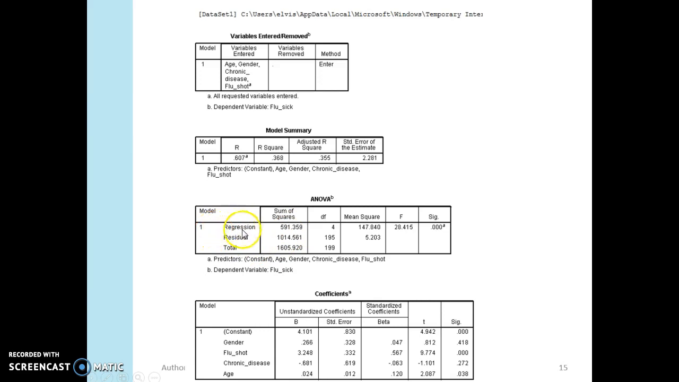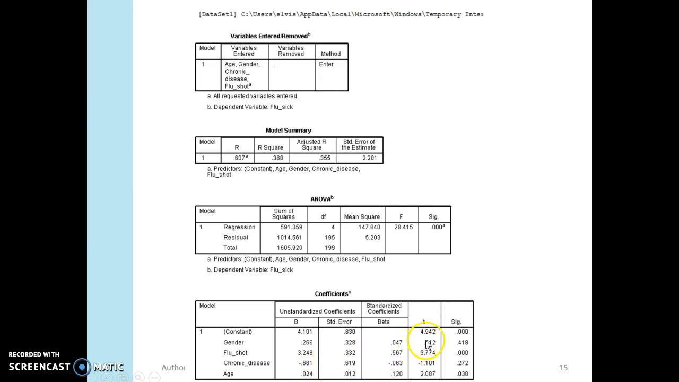Now, let's look at the ANOVA. What's important here? Oh, this number right here. Highly significant. So something is going on there. So we can go down here now, and we can look. Here they are, the constant. In that equation, here's your y-intercept, 4.1. Here's the gender coefficient. Here's the flu shot coefficient. Here's the chronic disease coefficient. Look at that. That's negatively related. We don't want that in there.